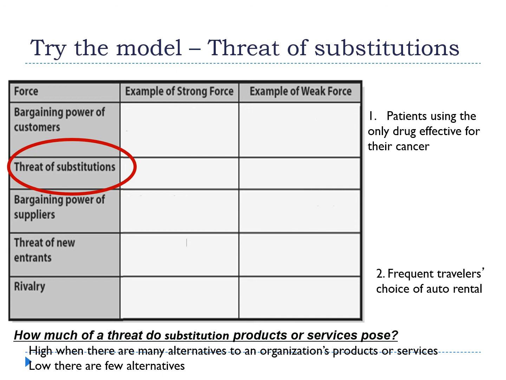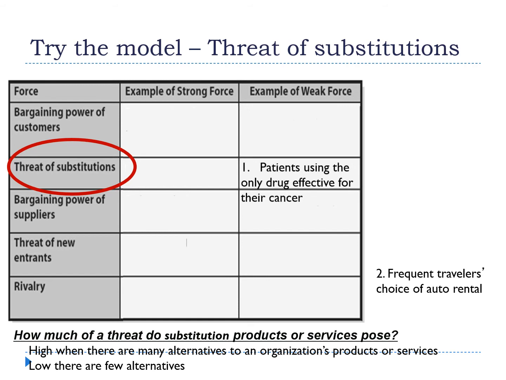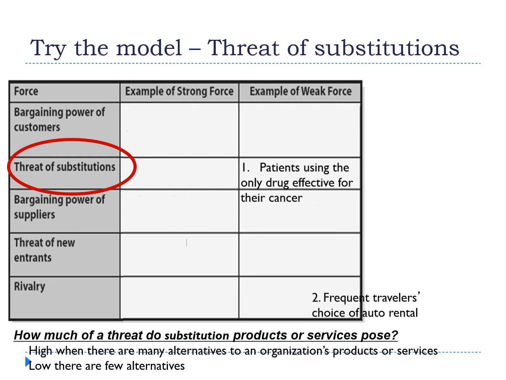Since it is the only drug, there are no alternatives. Thus, the threat of substitutions is low. Second, frequent travelers' choice of auto rental. Since there are many alternatives for auto rental companies, the threat of substitutions is high.